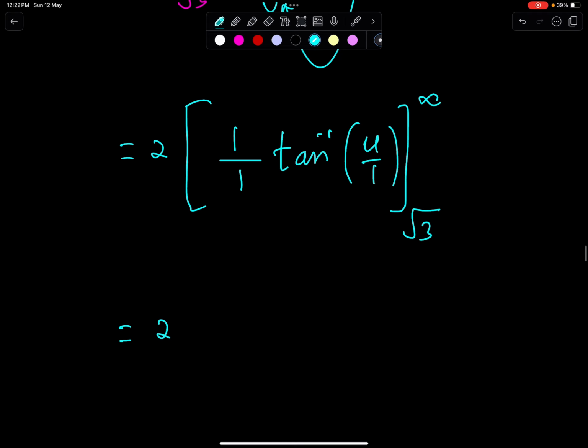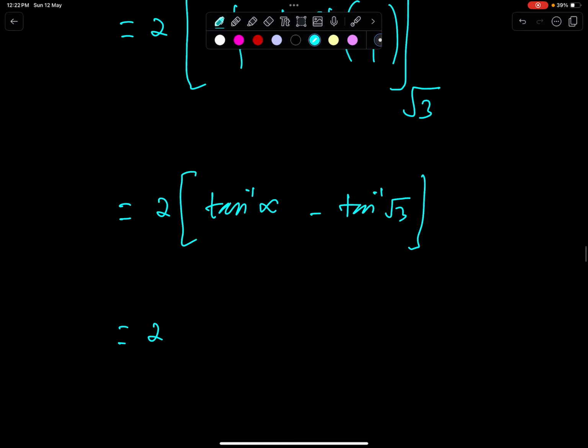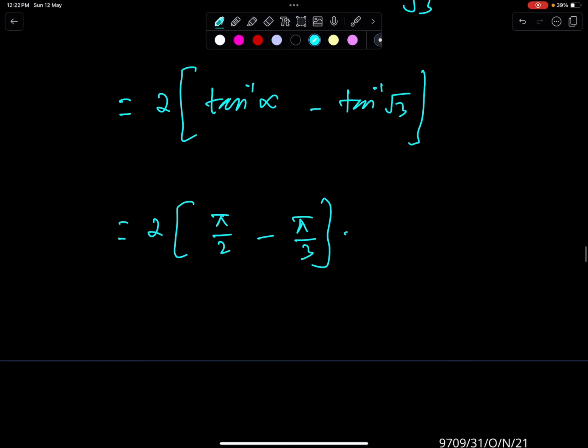So we have 2 tan inverse infinite and then tan inverse root 3. By the way, tan inverse infinite is pi by 2 and tan inverse root 3 is pi by 3. So finally we have 2 times pi by 6. So pi by 3 is the final answer.